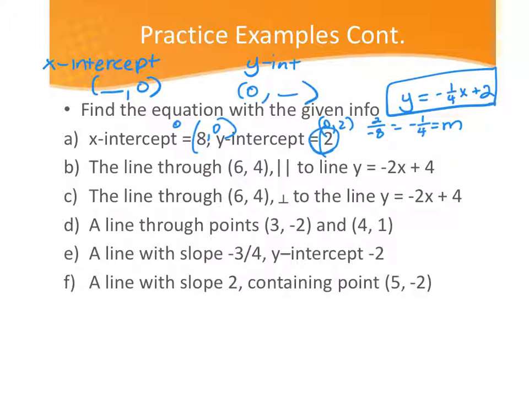The other thing you can do is once you get the slope, which is still negative 1/4, take either one of these points and plug it into point slope. Okay, so B says find the line through (6, 4) parallel to the line y equals negative 2x plus 4, and C perpendicular. You do those because those are just like the ones we just did. Go ahead and work through those. See how far you can get on your own.